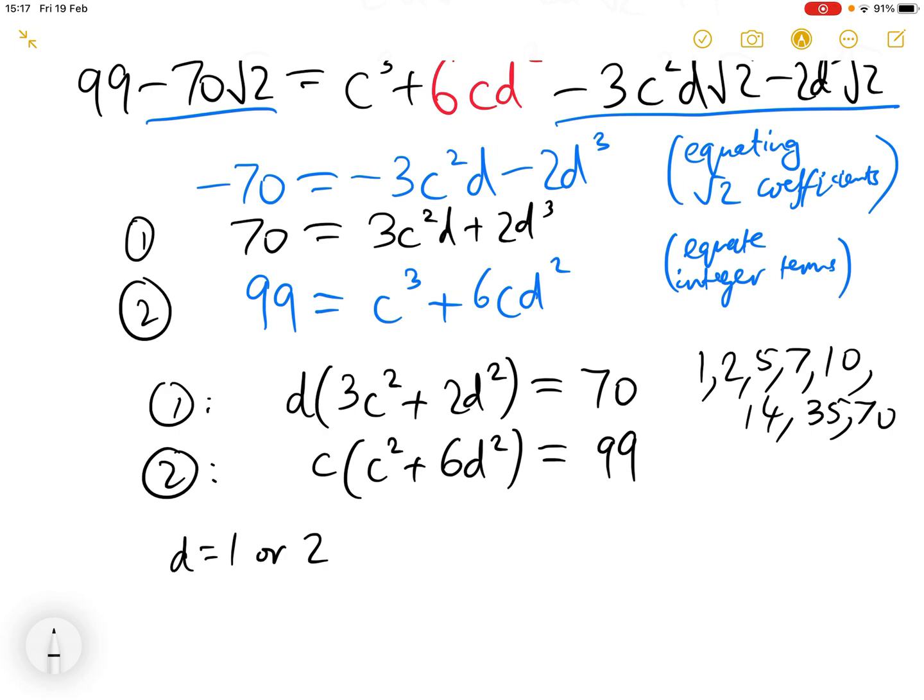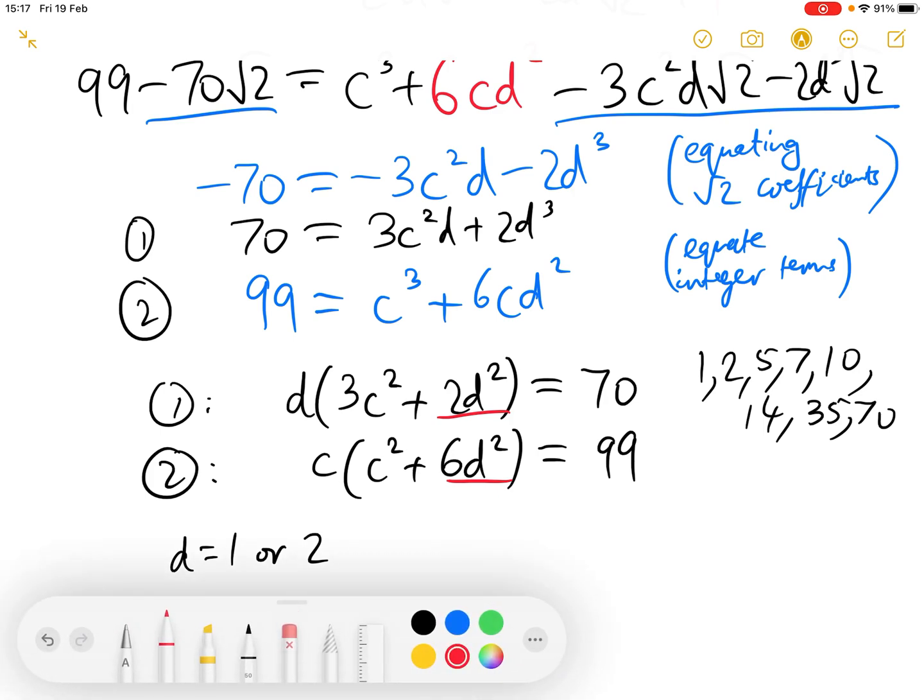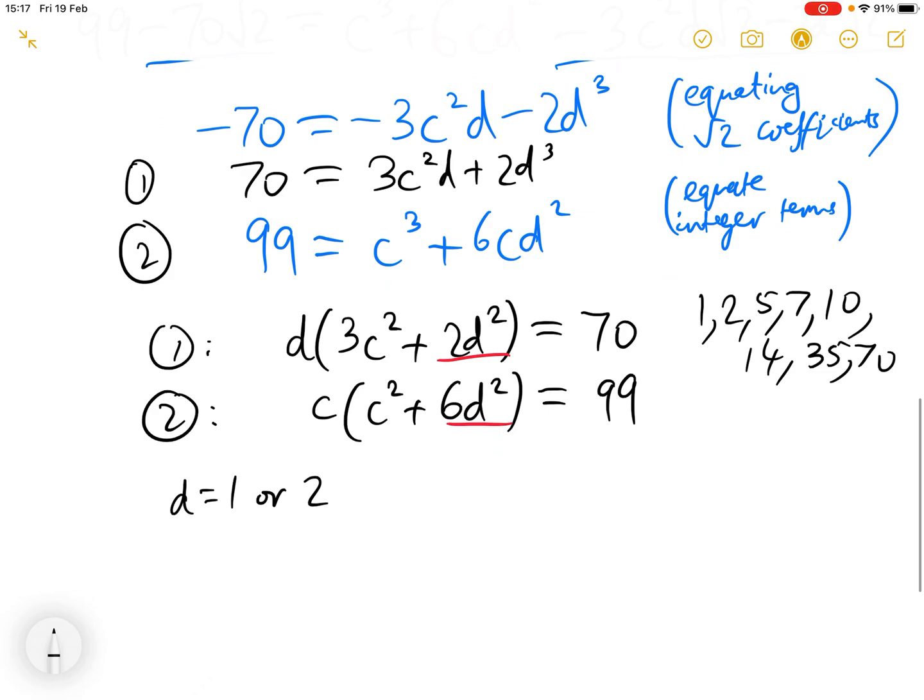Could d be 5? Well, if d is 5, then the d squared terms in these brackets are going to be too big, because 6 times 5 squared down here is 150. That's too big, so that's not going to work. So d can't be 5. It can only be 1 or 2. So let's see what happens if d is 1.